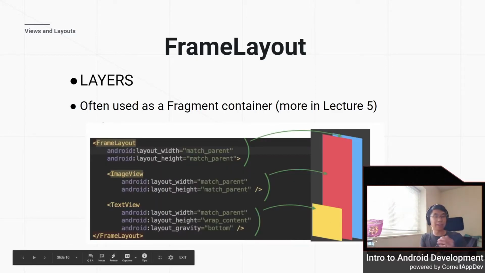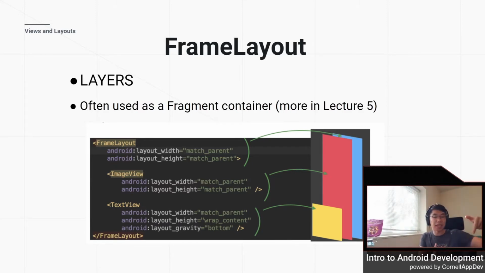So FrameLayout is another one. It's used for layers. You use it as a container for things. You put things inside and they'll layer on top of each other. You put a FrameLayout inside a FrameLayout and you can layer things on top of layers on top of layers. It's really convenient because you can now have things that go above the thing instead of just being beside it.